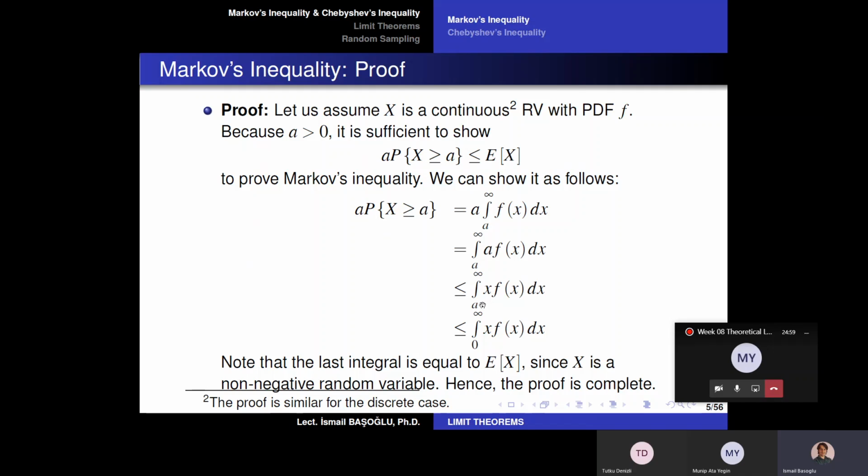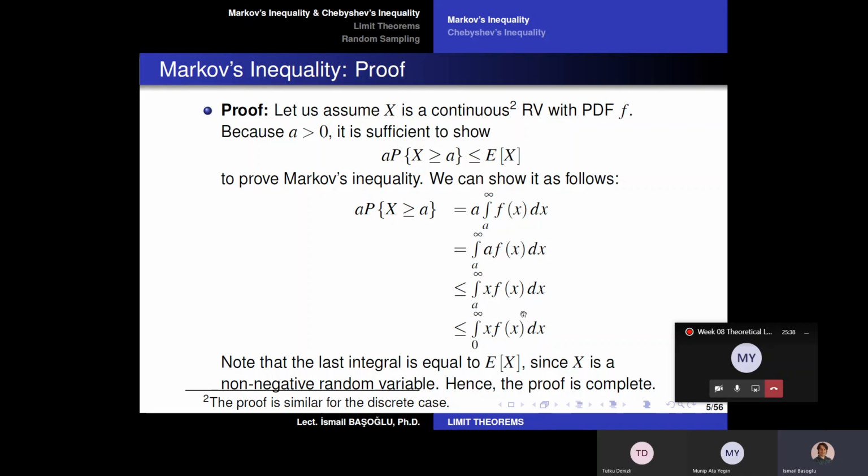Now, instead of from a to infinity, if I calculate that integral from 0 to infinity, that integral is going to be larger. Why? Because the probability density function is not a negative function, it is a positive function, and x is also a positive function. So when we multiply these two positive functions, we get a positive function. And if you integrate a positive function in a larger interval, then the total area under it is going to be even larger. Therefore, you see a times the probability of x being greater than or equal to a is less than or equal to the expected value of x.